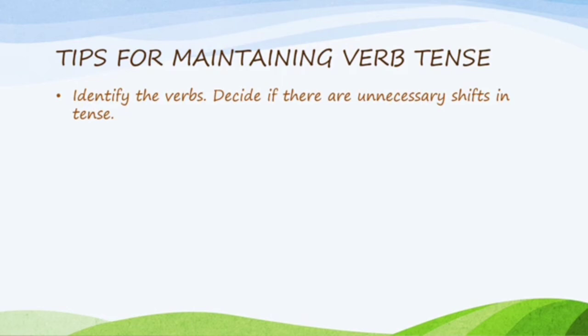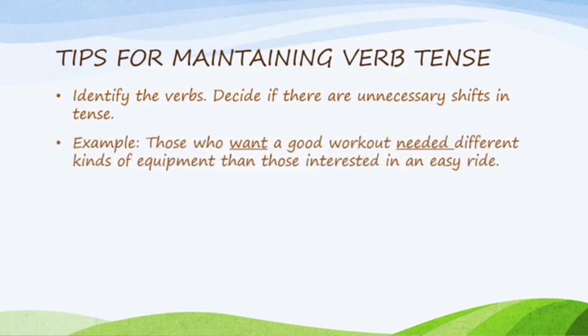Example, we have those who want a good workout needed different kinds of equipment than those interested in an easy ride. So in this case, we have seen that there are inconsistencies. The want and needed. Want and needed. Okay? Now, how are we going to maintain this?